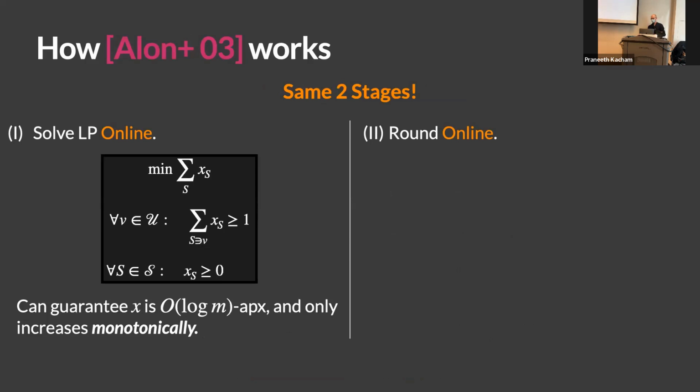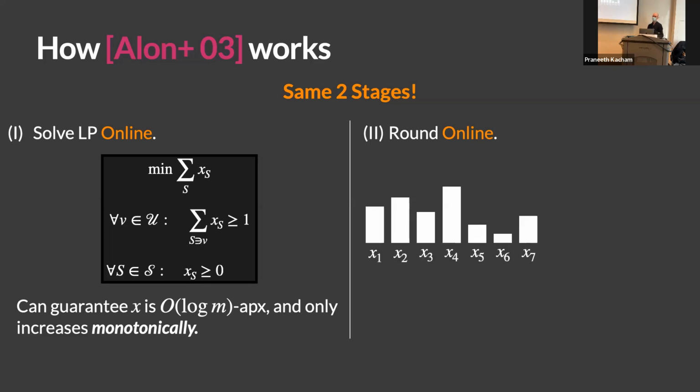And what they show, and this is kind of the cornerstone of their work, which has become kind of a primitive in online algorithms, is that you can maintain a solution to this LP, even as the constraints are revealed to you online. Okay, so you're learning the elements over time, and when an element arrives, it reveals one of these constraints to you. You can maintain a solution to this LP such that the fractional solution is only monotonically increasing. The coordinates never go down. And it's also no more than log m times the optimal offline solution at any stage.